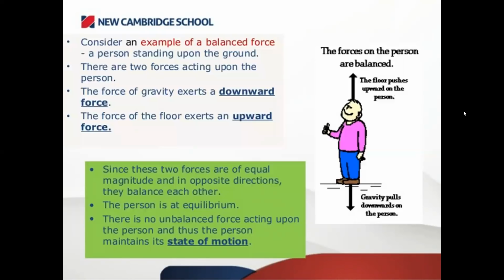Consider an example of a balanced force, a person standing upon the ground. There are two forces acting upon the person. The force of gravity exerts a downward force. The force of the floor exerts an upward force. Since these two forces are of equal magnitude and in opposite directions, they balance each other. The person is at what we call equilibrium.